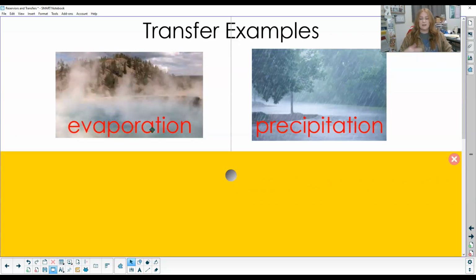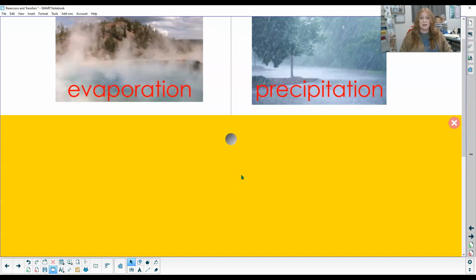So evaporation, right? It starts liquid to gas. It's moving from earth up into the air because it's less dense. Precipitation is doing the opposite. It's starting up high, it's becoming dense enough, it gets pulled back down, but it's moving from one place to another.